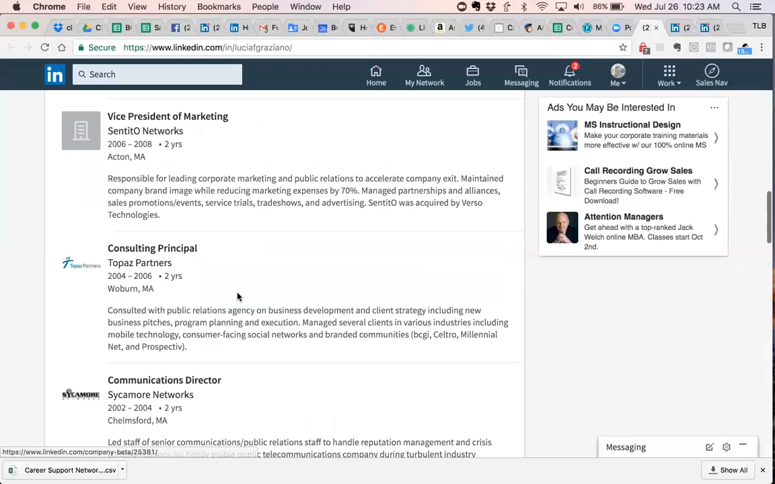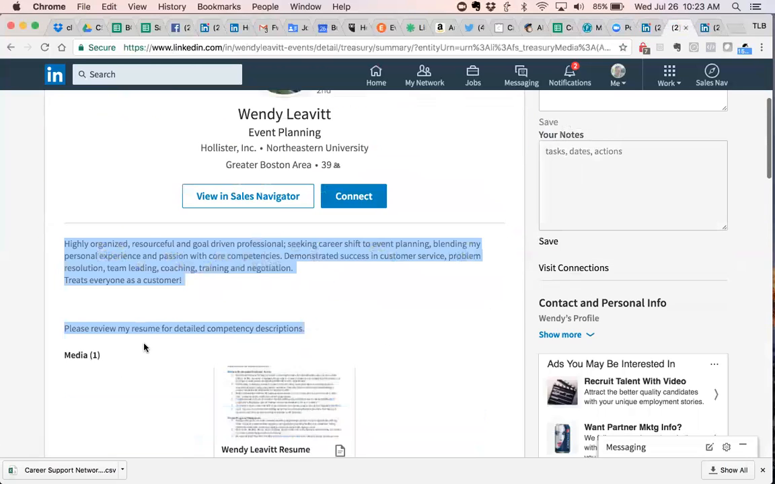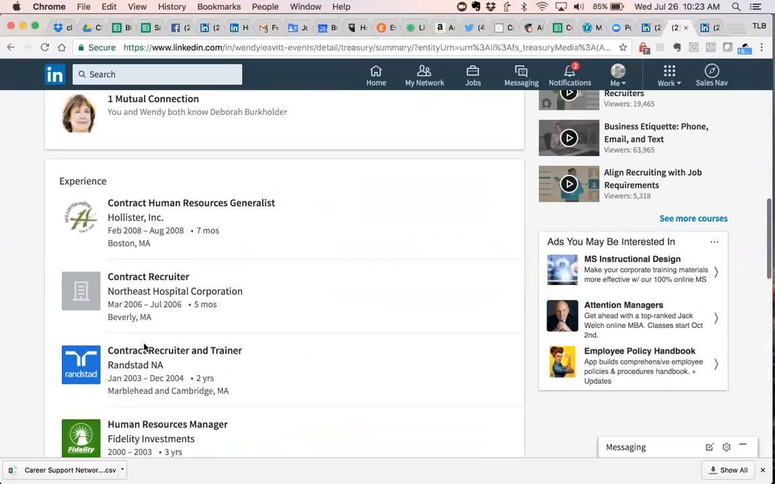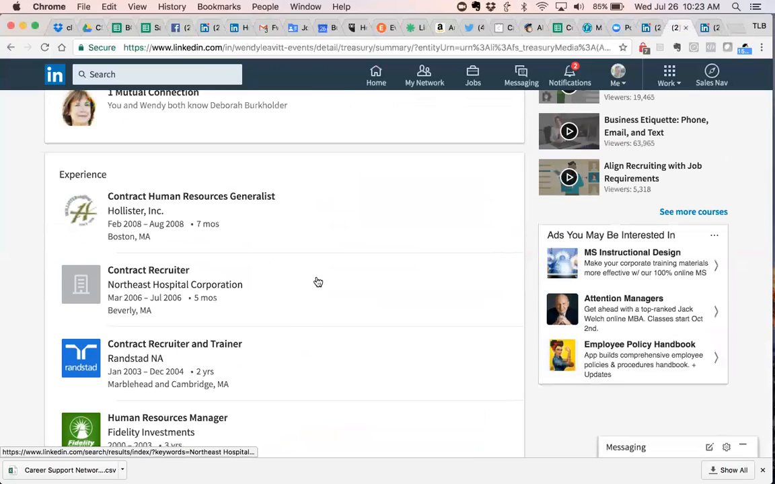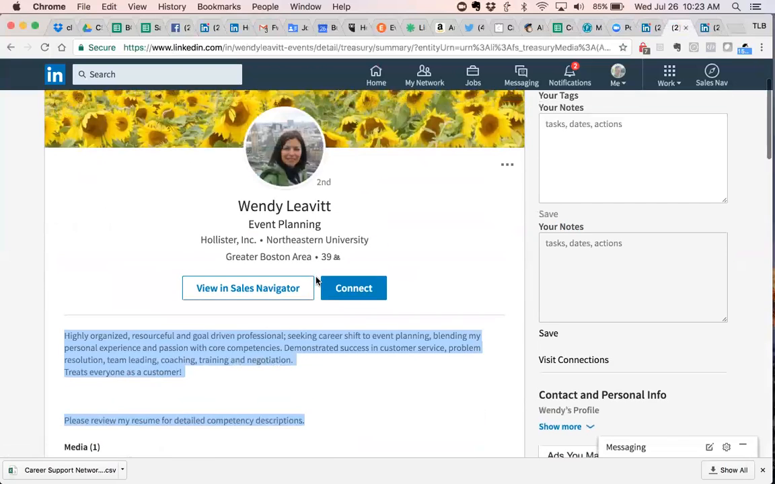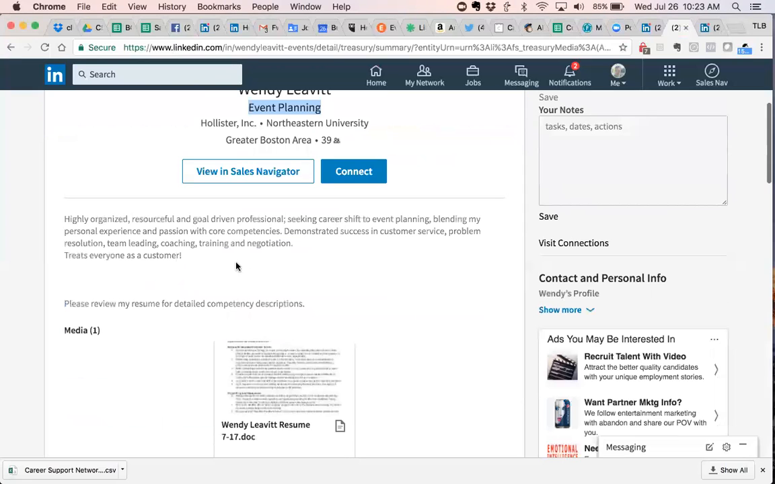And then furthermore, let's go look at somebody else's profile, so not just picking on one person. Wendy, I would really encourage you. I don't know what you want to do. This is telling me you want to be an event planner. If that's the case, then I would really encourage you to talk about why you're an event planner, what you do, what you can do, what you enjoy doing regarding event planning.